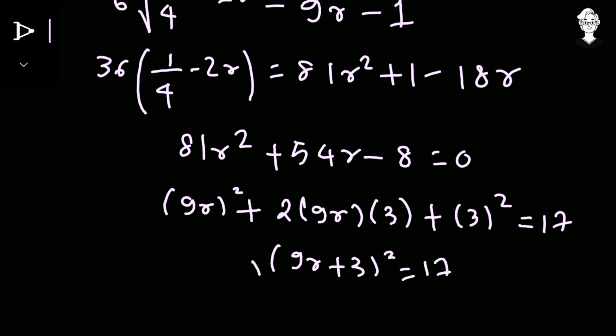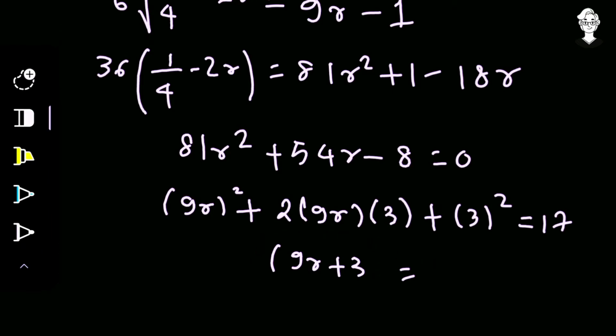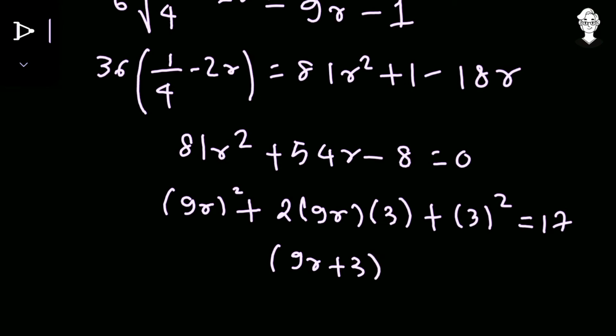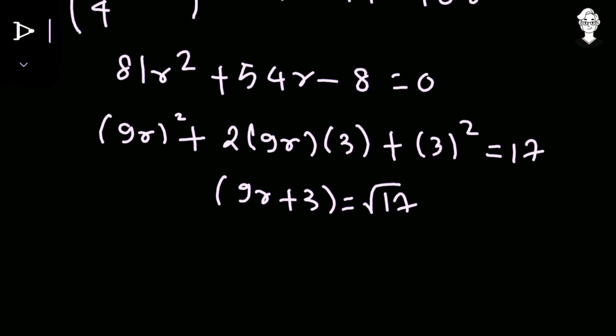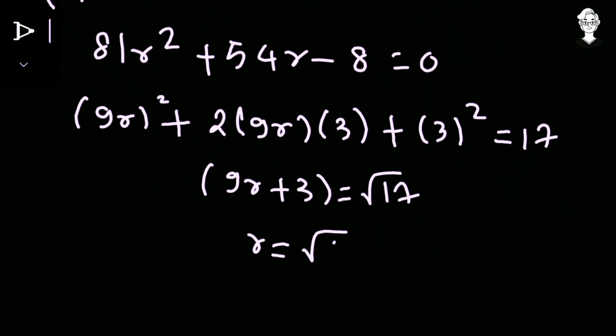So taking root on both the sides, square root and square got cancelled out. And on the other side we will have square root of 17. So from here we have the value of R, that is square root of 17 minus 3 upon 9.